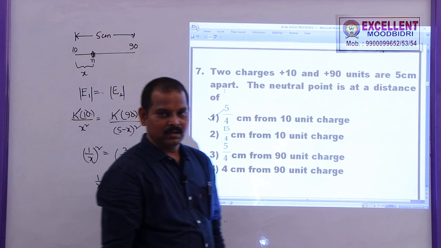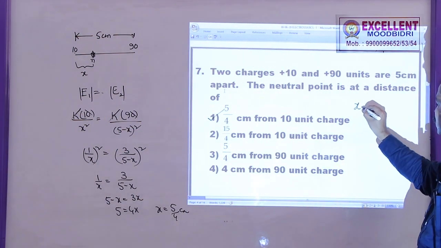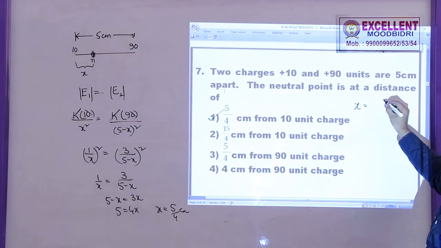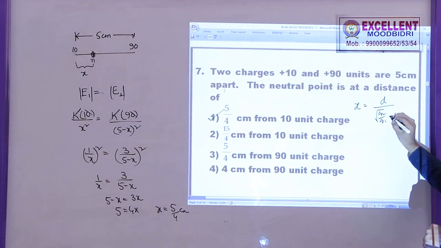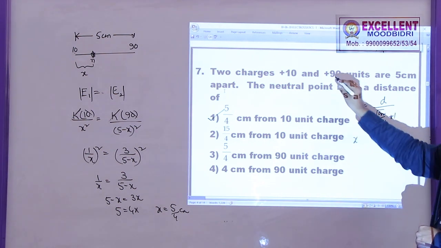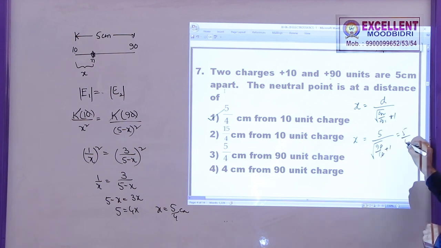And this problem can be solved directly by using this expression. The distance of the neutral point from the smaller charge is the distance between the two charges divided by root of bigger charge by smaller charge, plus 1. If both are positive or both are negative, you keep plus 1 here. If both are opposite, you have to keep minus 1 here. But here, as both are positive, I am taking plus 1. This is 5 by root of 90 by 10 plus 1. This is 5 by 3 plus 1, which is 4. So then also option 1 is correct.